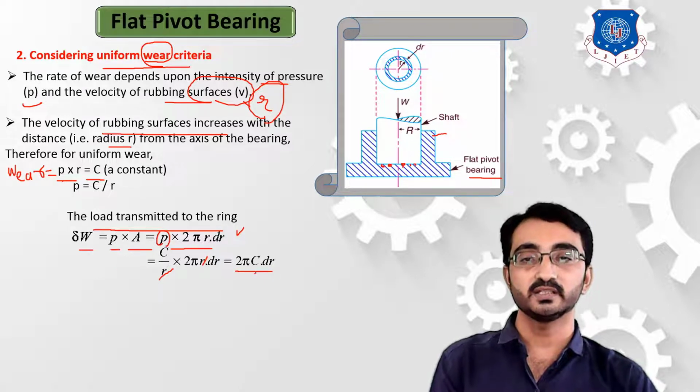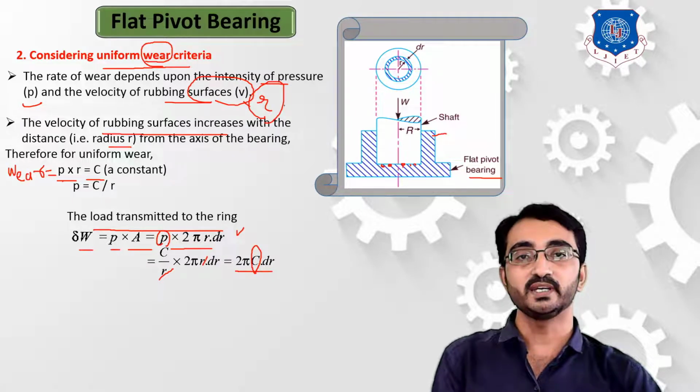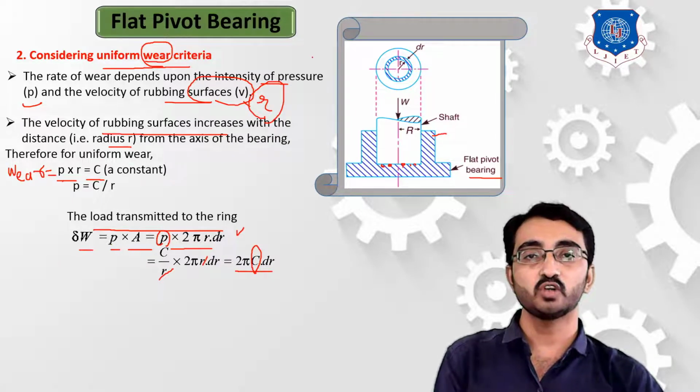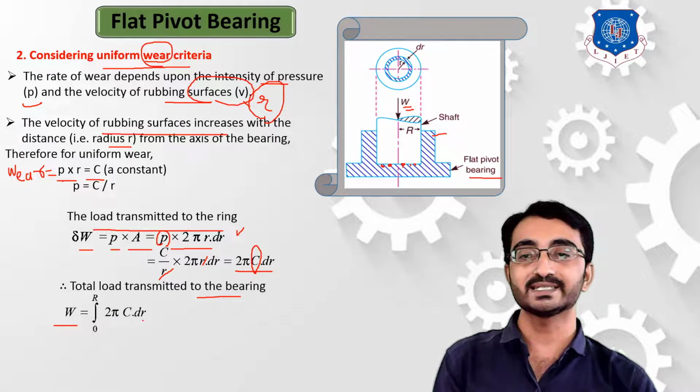Now in this equation we have to find out the value of this constant. Here dW is the amount of load which is acting on this small ring. If you want to calculate the total load W which is acting on this body, then we have to integrate this load with the limit of 0 to R. So we can put the total load which is acting on this bearing equal to the integration from 0 to R of 2 pi C dr.